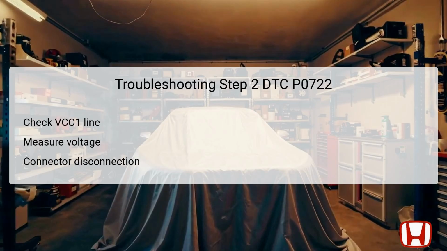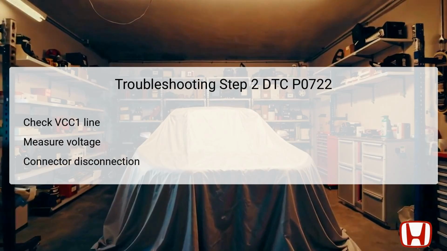Proceeding to the second troubleshooting step, it's crucial to check the VCC1 line for any interruptions. Begin by ensuring the ignition switch is turned to lock. Next, disconnect the output shaft speed sensor 3P connector to gain access to the circuitry.